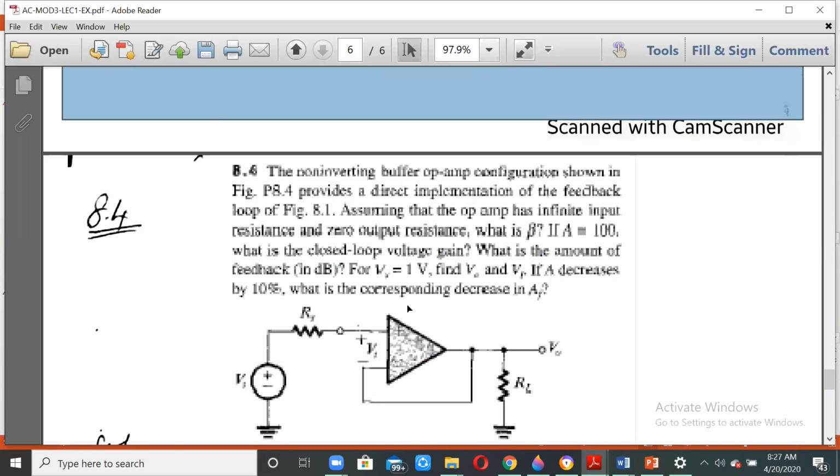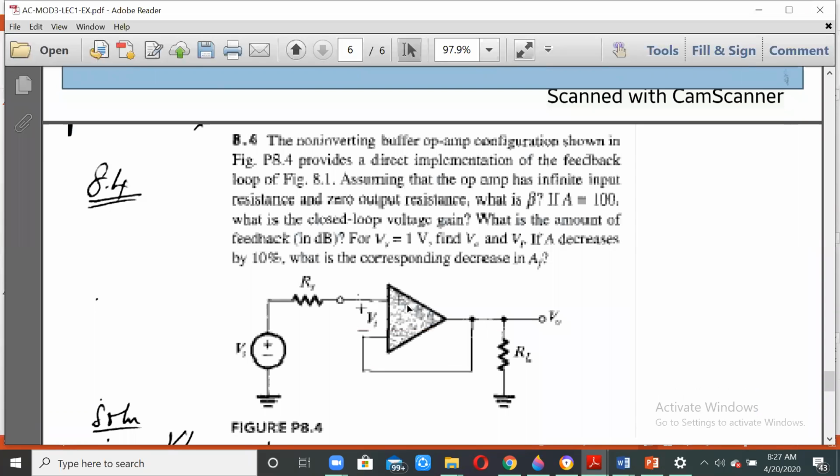Next, we have the non-inverting amplifier, non-inverting buffer op amp configuration. Buffer just means output is connected to input over here. The buffer will give an amplification which is 1, output impedance is low, and input impedance is large for this.